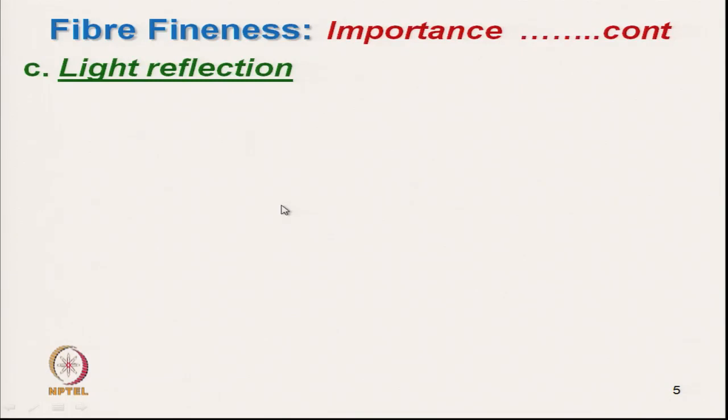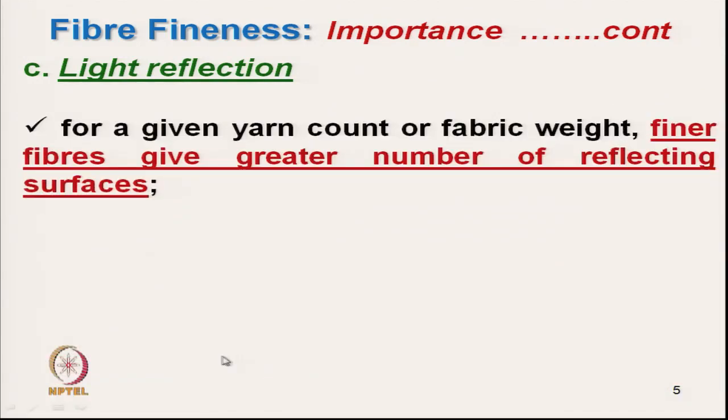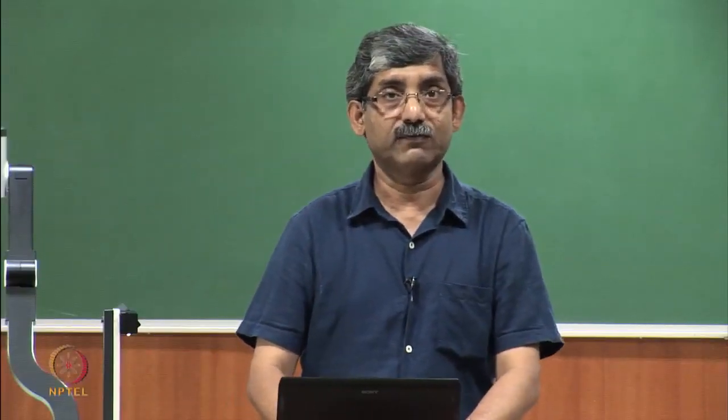Now, light reflectance also changes with the diameter of fiber. For a given yarn count and fabric weight, finer fibers give a greater number of reflecting surfaces, because the finer the fiber, the higher is the specific surface area. So, more reflecting surface will be there in case of finer fiber.